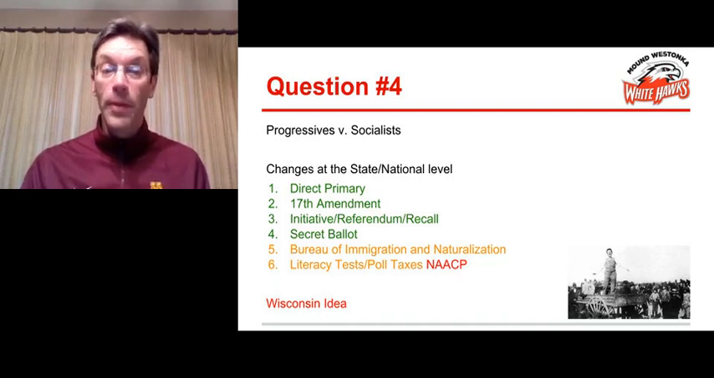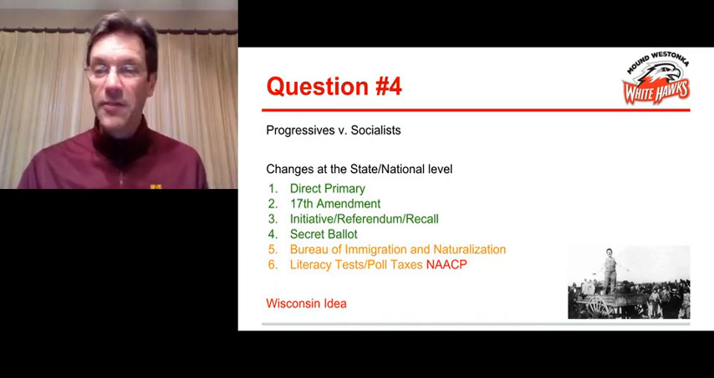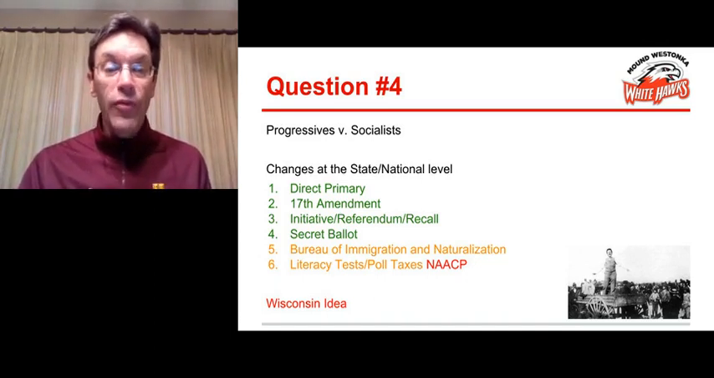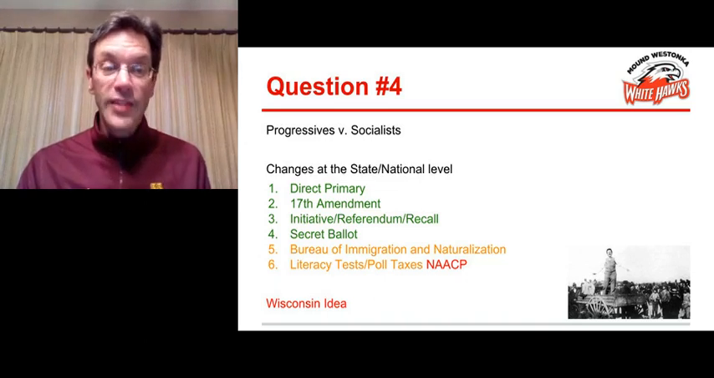We can recall politicians before their terms are over. That was recently tried in Wisconsin, most recently with Scott Walker. It was not successful. It was successful in California about 15, 20 years ago. A referendum or initiative. You can pass laws over the objection of your local government. A secret ballot.